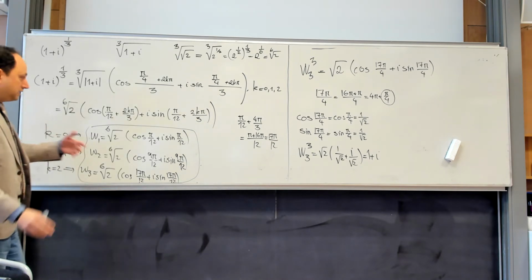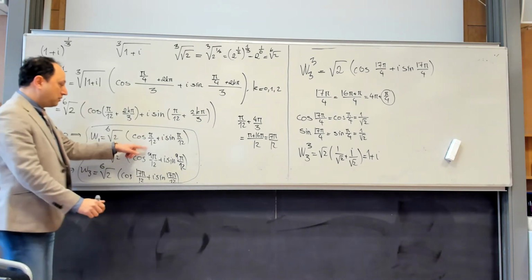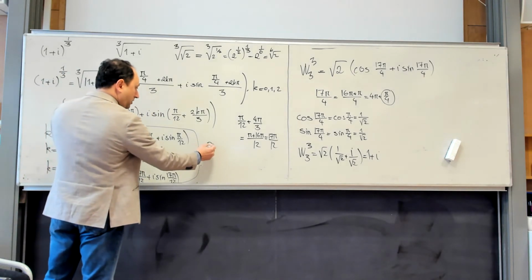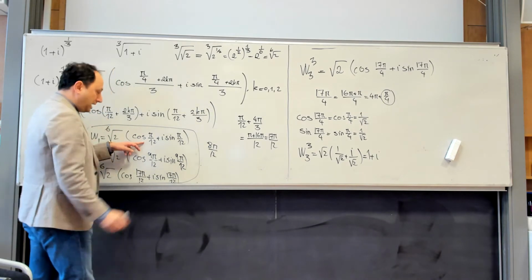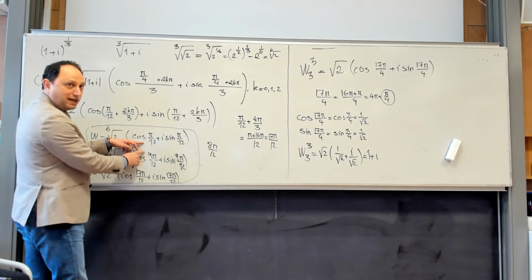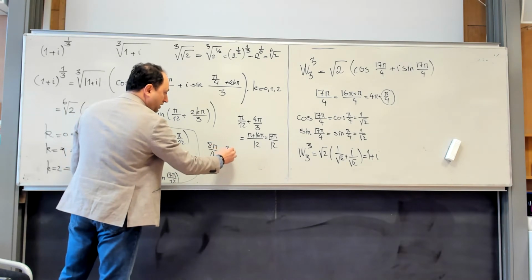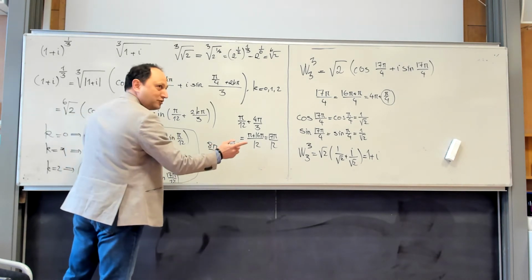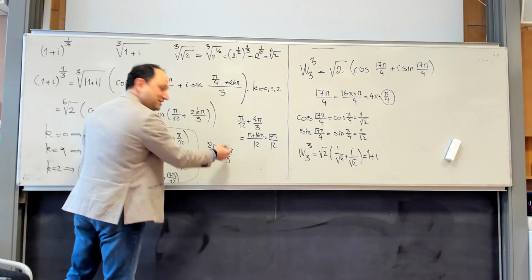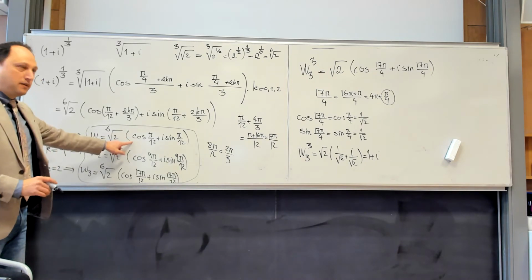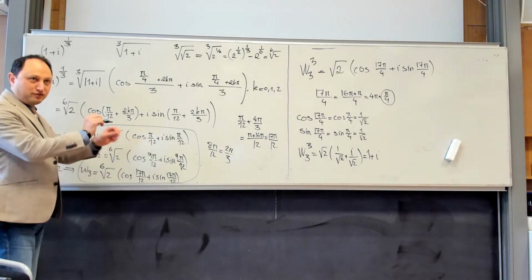And as you said in the beginning, yes, they differ. How much? From here to here, I have increased by 8 pi over 12, and from here to here, I increased 8 pi over 12 again. But 8 pi over 12 is 2 pi over 3. So you are right. So this is 120 degrees. Every time we are adding 120 degrees. I start from 1, which is actually with argument 15 degrees.